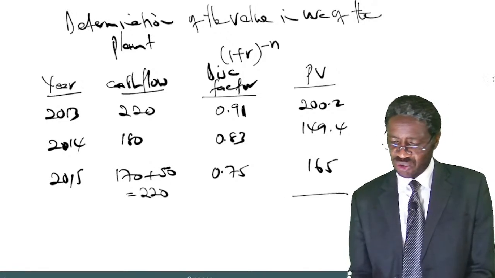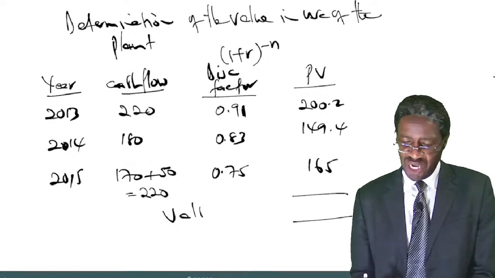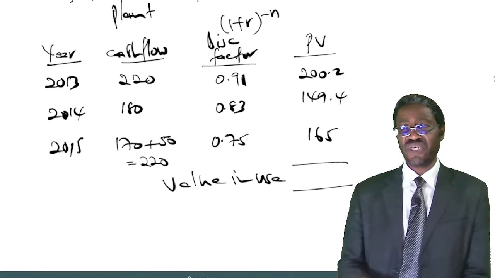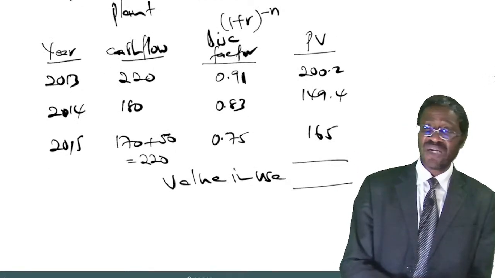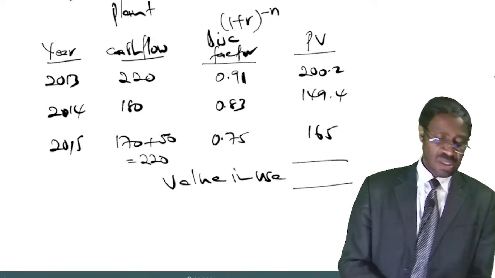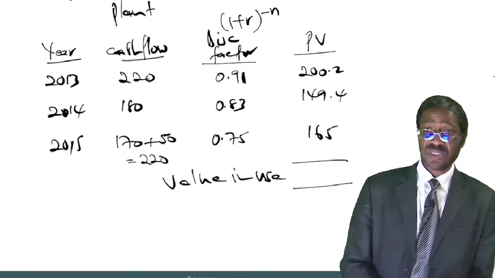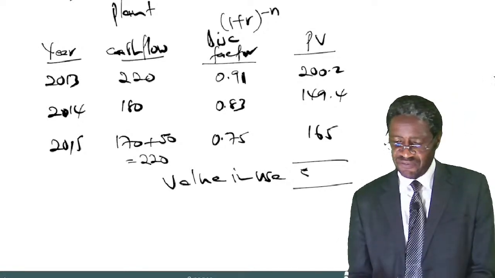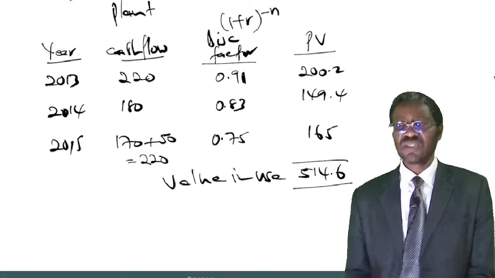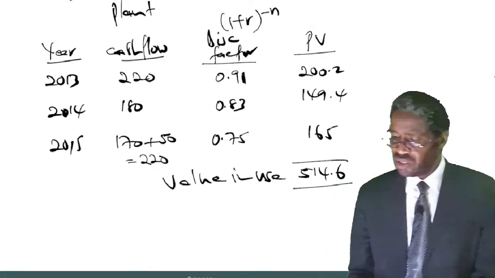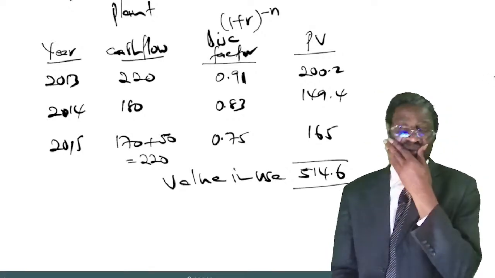Then I get the total now, and that is what we are calling value in use. Let me add all those. It will be 200.2 plus 149.4 plus 165. That gives me 514.6. That becomes the value in use. Good. Now we can continue.